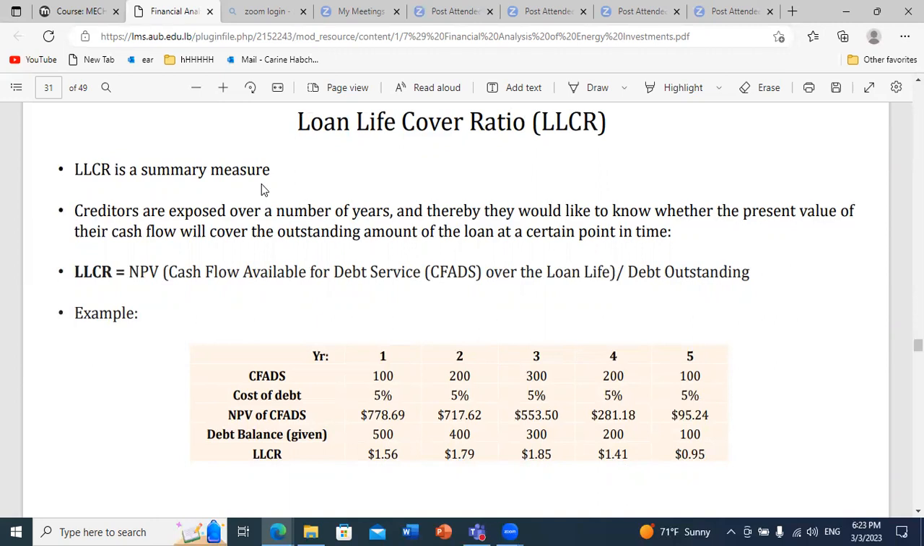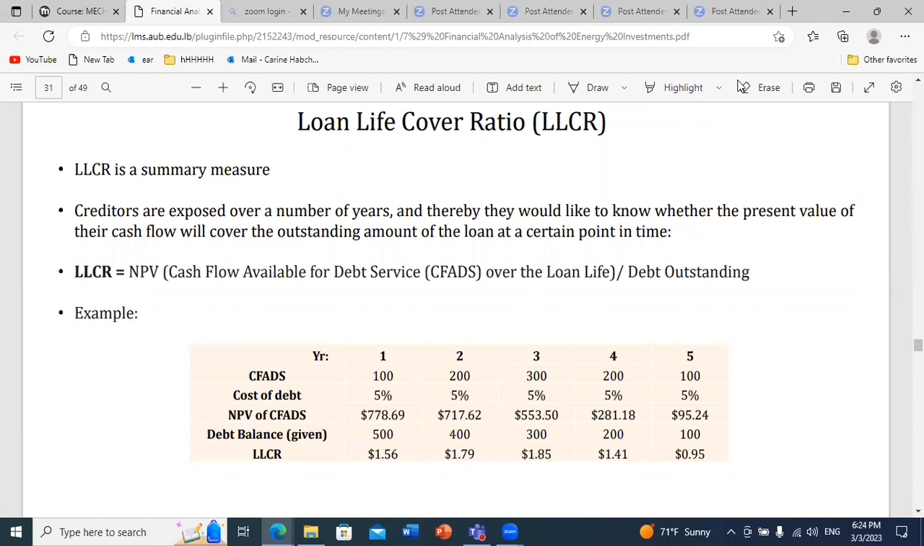So creditors are exposed over a number of years, and thereby they would like to know whether the present value of their cash flow will cover the outstanding amount of the loan or not at a certain point of time. So for each year, we should make the calculation. We should divide the net present value, which is the cash flow available for debt service over the loan life, over the debt outstanding. And based on this, we can decide if we go through the project or not.